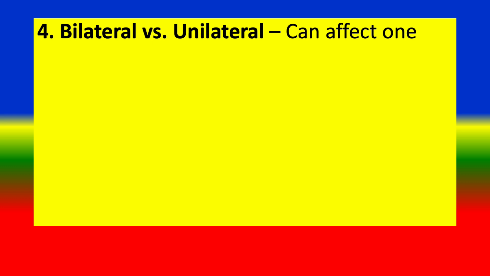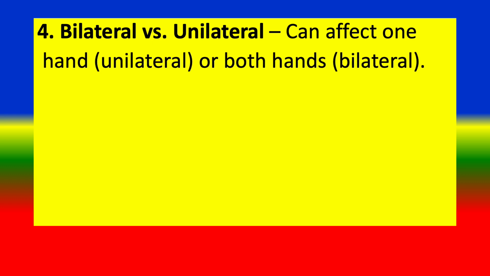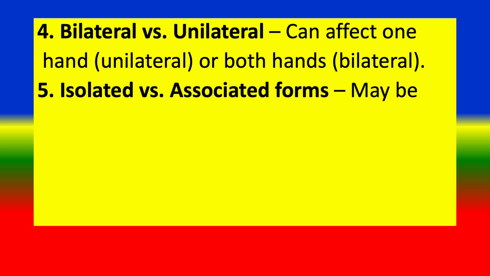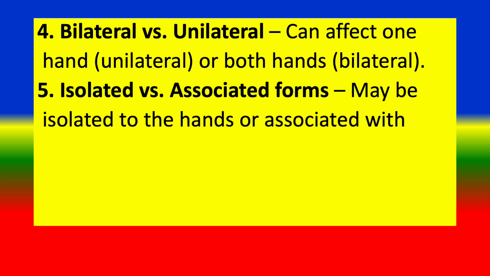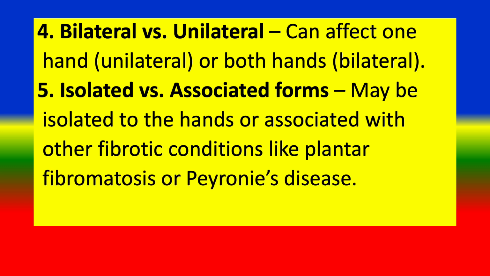4. Bilateral versus unilateral: can affect one hand, unilateral, or both hands, bilateral. 5. Isolated versus associated forms: may be isolated to the hands or associated with other fibrotic conditions like plantar fibromatosis or Peyronie's disease.